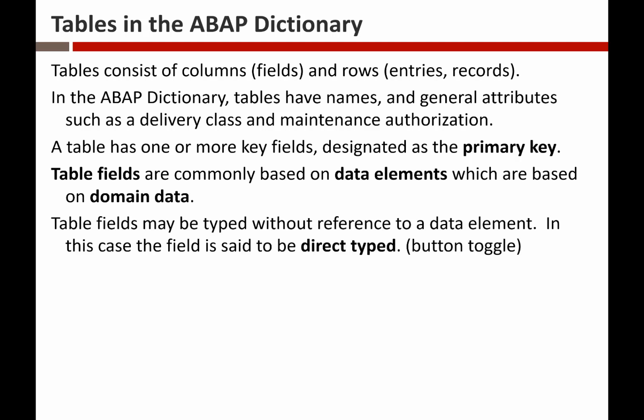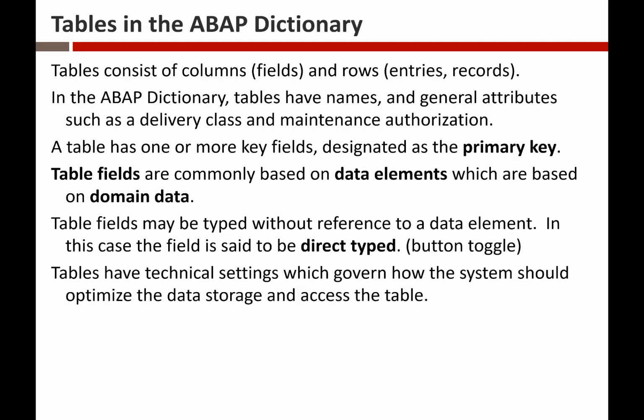Table fields may be typed without reference to a data element. We can do direct typing, which I just showed you in the context of a structure. I'll show you this again. This is where we can say, well, this is a string that's 24 characters long, or this is a numeric string. But in this situation, we don't leverage data types, so we can't make reference to domain data, so we don't get the automatic checking that we get with usage of other data types.